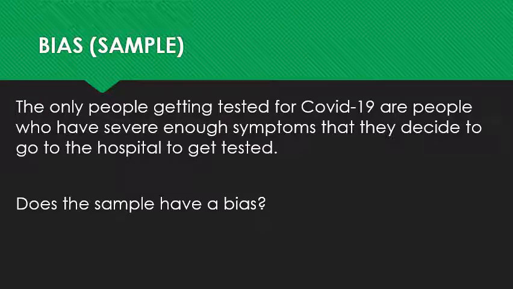All right, so here's an example in our real world. The only people getting tested for COVID-19 are people who have severe enough symptoms that they decide to go to the hospital to get tested. Does the sample have a bias? Well, yes, it does, right? There might be lots of people that actually have it that have very few symptoms or no symptoms, and so they might not even realize they have it. And so this is creating an inaccurate count right now in the media, right?